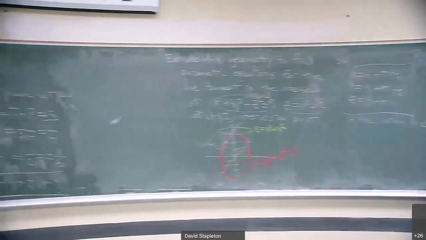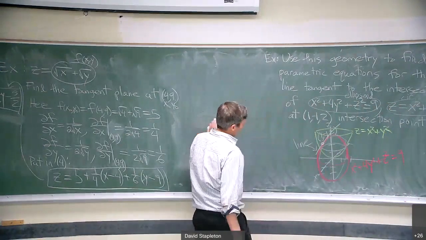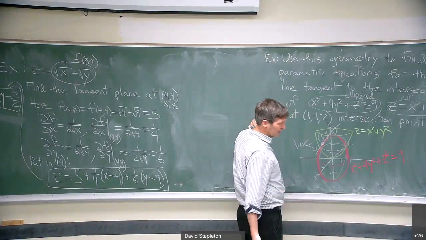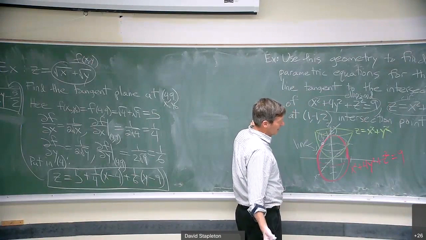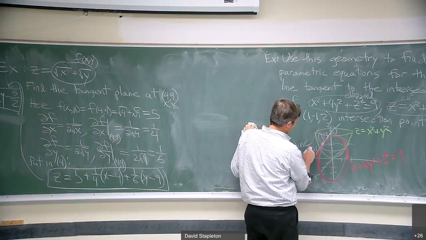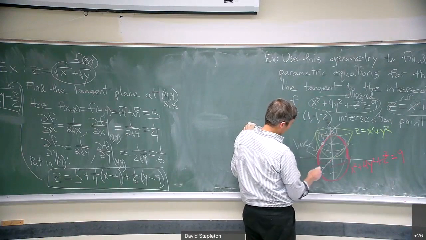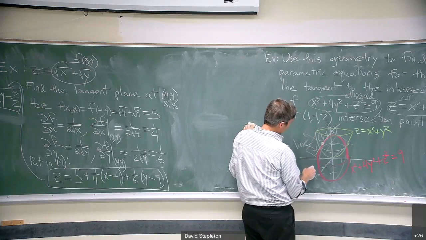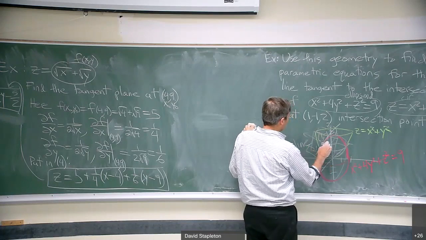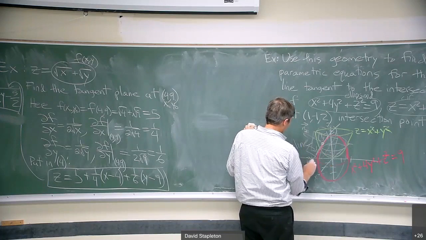Now this is where I think the visualization helps. When you want an equation of a line, what do you need? You need a point on the line and a direction vector. So how can I get that? Suppose I took the tangent plane to the ellipsoid. I would have a normal vector to it. And suppose I took the tangent plane to the circular paraboloid, I'd have a normal vector to it. So I call these N1 and N2.